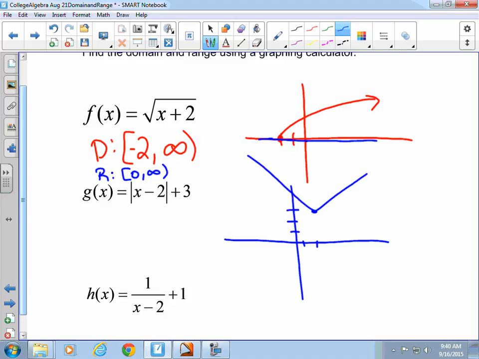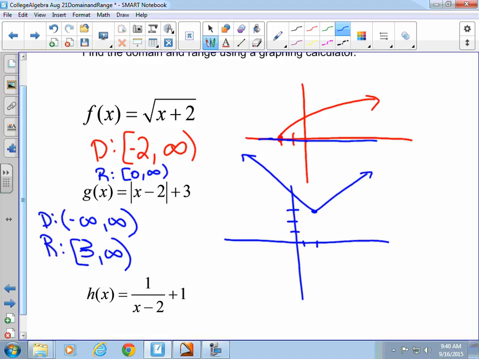Okay, did you get something that looks like that? Okay, let's talk about domain first. Does this keep going? It does. And if you're unsure, just trace it. Go back and see if it keeps going. It does. So negative infinity to infinity for the domain. What about the range? Three is my first y value, on up to infinity. Positive 3 to infinity.